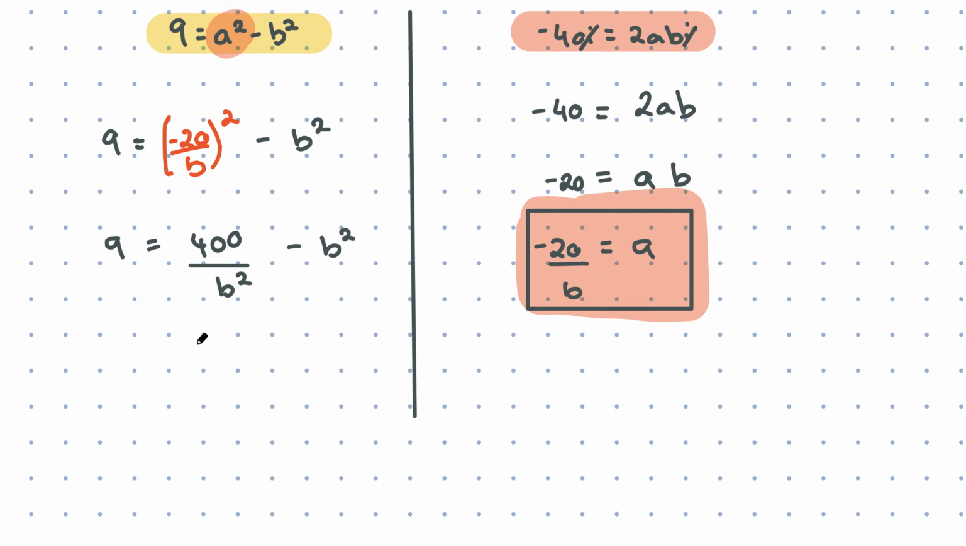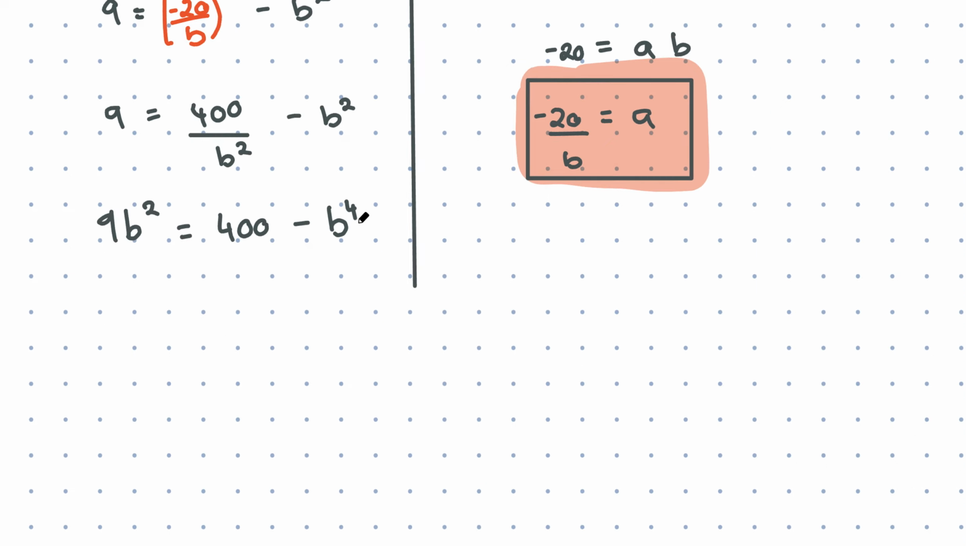I'm now going to get rid of that fraction because I don't like the look of it. I'm going to multiply everything through by b squared. If I do that I'm going to have 9b squared is equal to 400 minus b to the power of 4, because when you multiply with indices of the same base you add the powers.